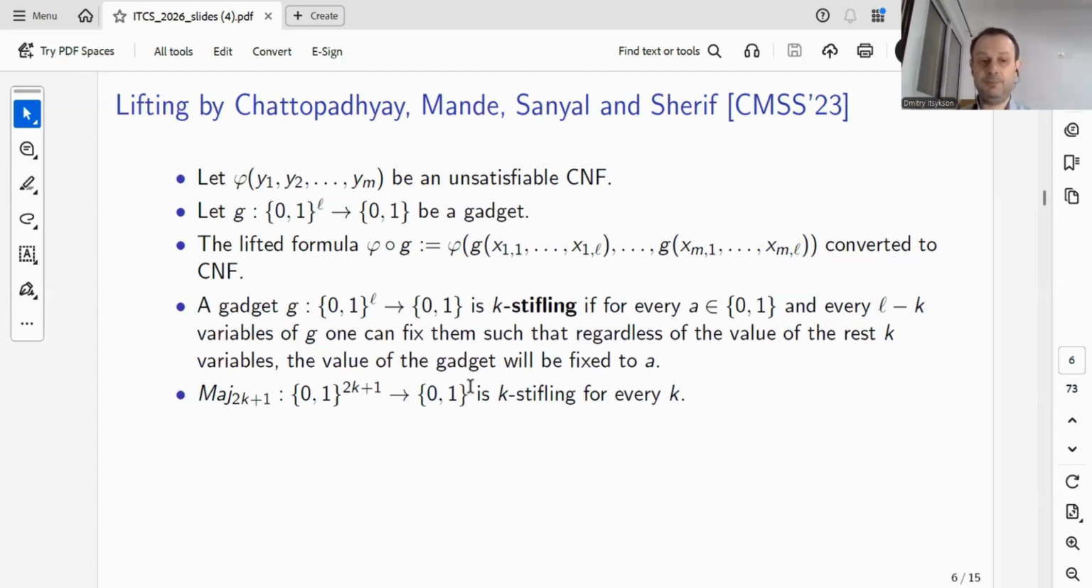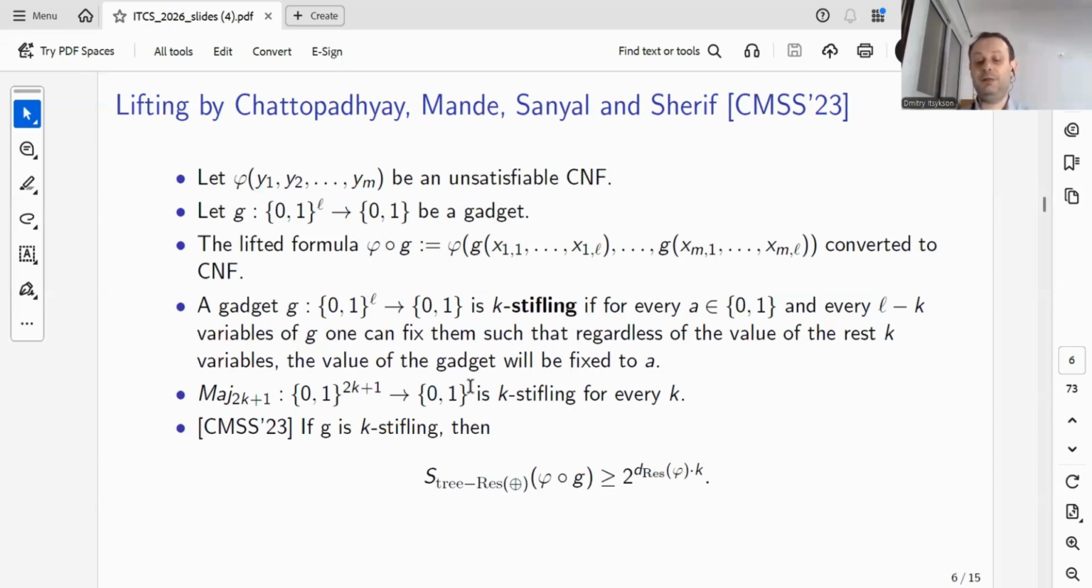The result of Chattopadhyay, Mande, Sanyal, and Sharif states that one can lift from resolution depth to tree-like size in resolution of the parities. Namely, the size of any tree-like resolution parity refutation of a formula lifted by a k-stifling gadget is exponential in the resolution depth of this formula times k. It's rather easy to prove lower bounds on resolution depth, since it's simply the query complexity for the search problem of finding a falsified clause given an assignment of an unsatisfiable formula.